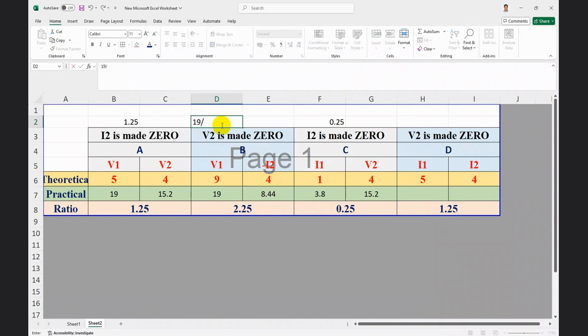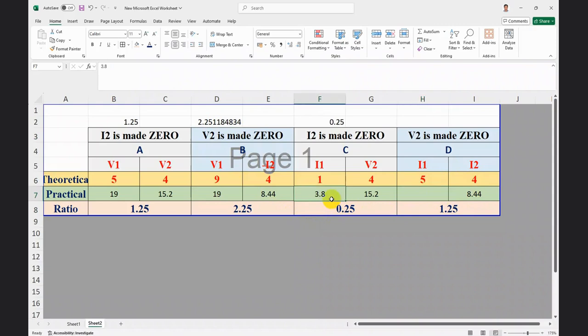So 19 divided by 8.44, we get 2.25. As its 0.4 is recurring, it is approximately correct. 2.25 is the correct answer. Now to find D, we need I1 and I2. So I2 we have found, it is 8.44. So what we must find is I1.